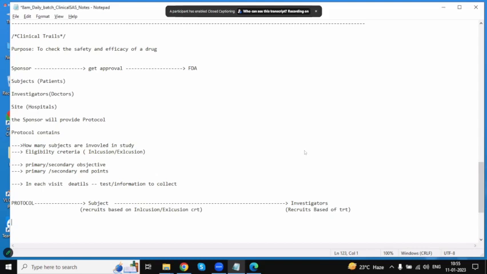So next, what is the process in the next step? What teams are involved in the backend before reaching the FDA? Everything we will continue discussing in the next class. Clear?